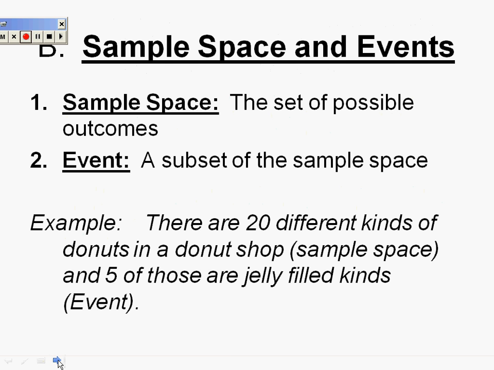All right, so here's some vocabulary for you. We're going to be using these words a lot as we talk about probability. All right, sample space. That is the total number of ways something could happen.